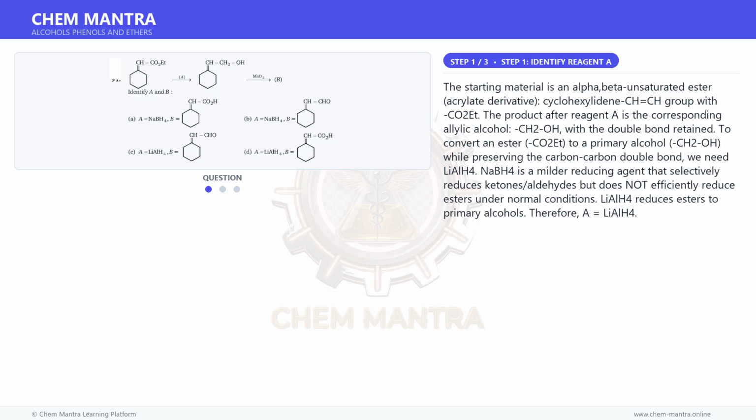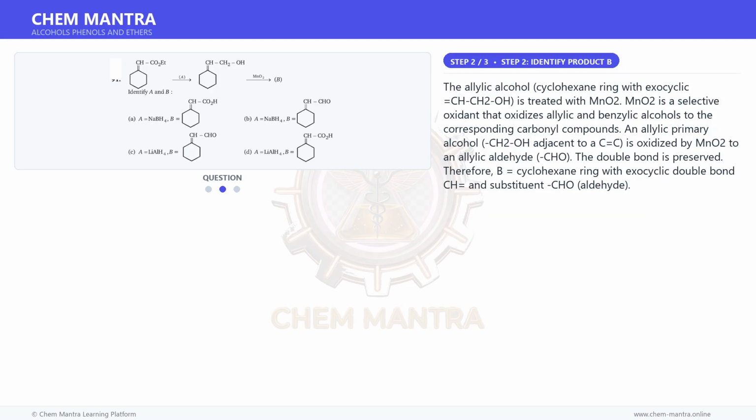NaBH4 is a milder reducing agent that selectively reduces ketones and aldehydes but does not efficiently reduce esters under normal conditions. LiAlH4 reduces esters to primary alcohols. Therefore, A is equal to LiAlH4. Moving on to the next step.